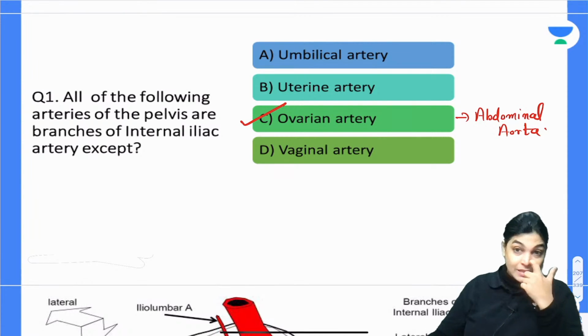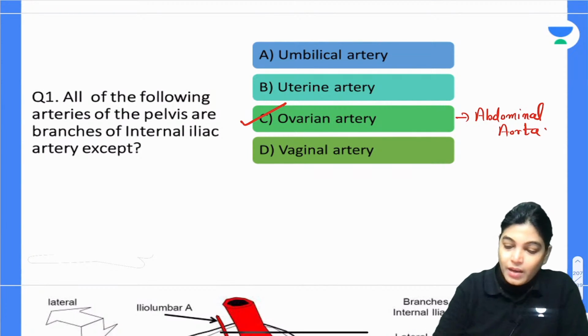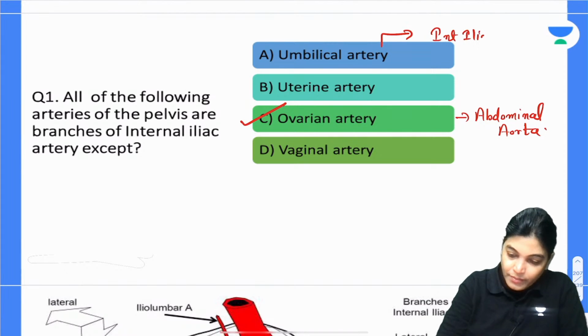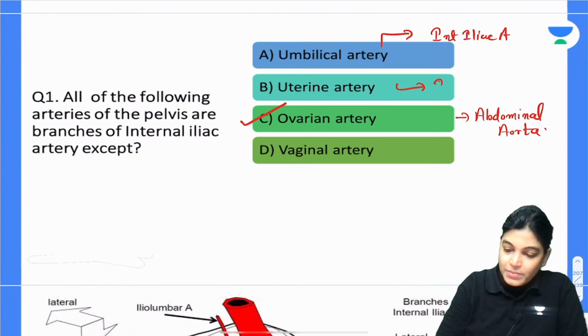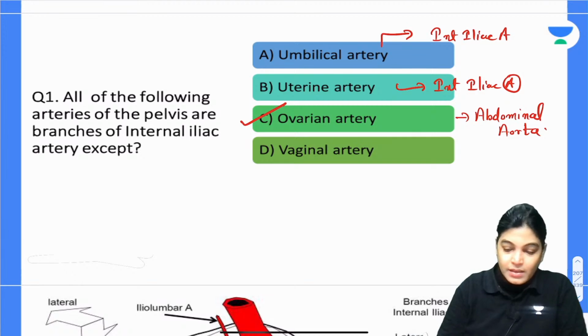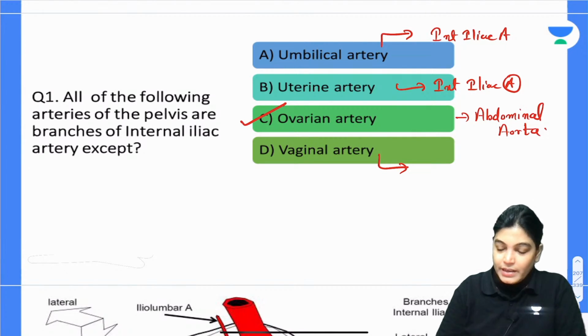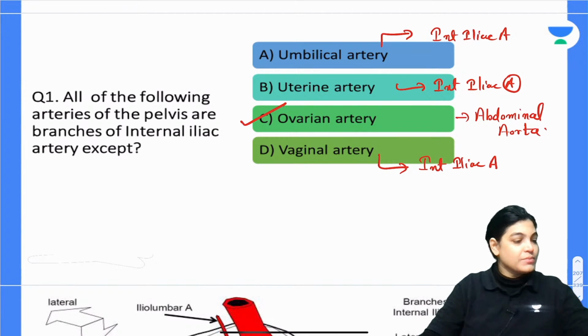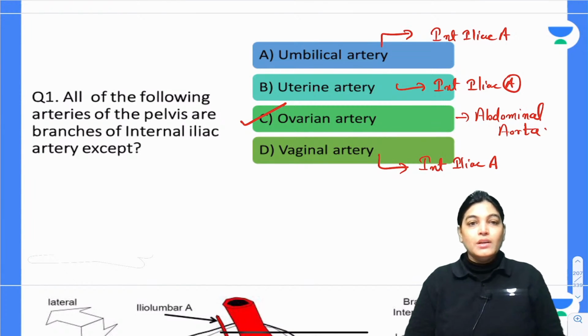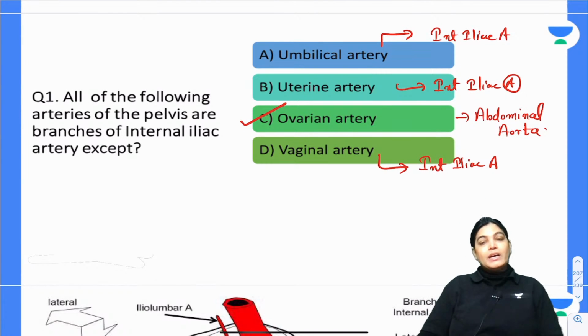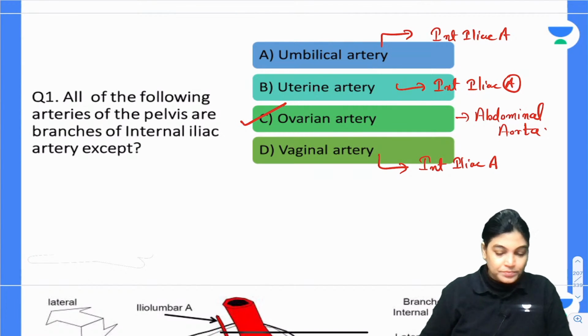Rest all the branches which are mentioned here: umbilical artery, branch of internal iliac artery. Uterine artery, again a branch of internal iliac artery. Vaginal artery, again a branch of internal iliac artery. So all these are the branches of internal iliac artery except ovarian artery, which is the direct branch of abdominal aorta.